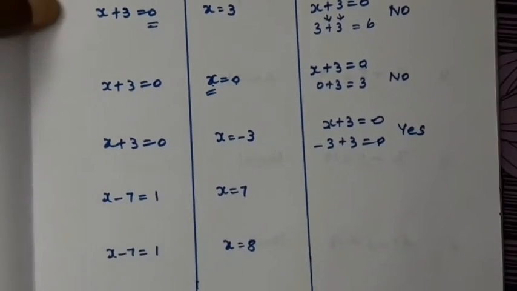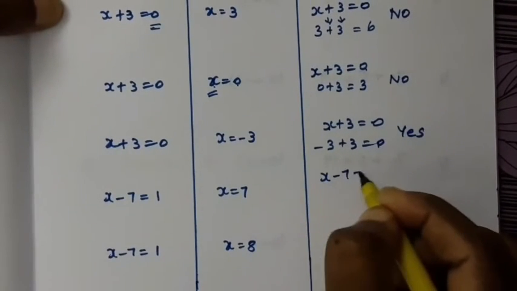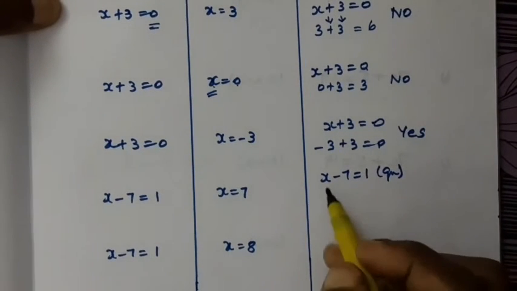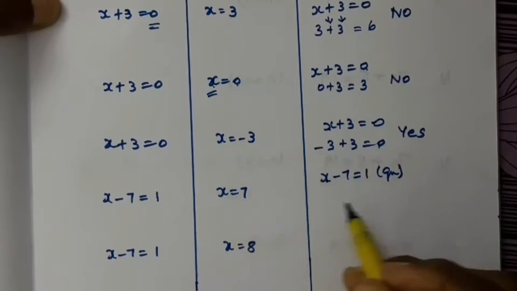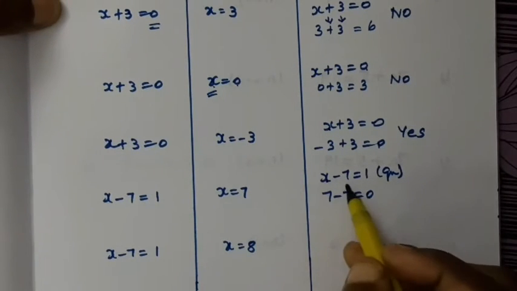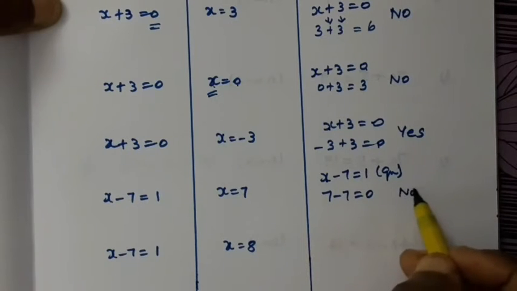The next is x minus 7 equal to 1. This is the given equation. So instead of this x, you are going to substitute 7. What is 7 minus 1? It is 6. But they have given x minus 7 as 1. So this equation is not satisfied.